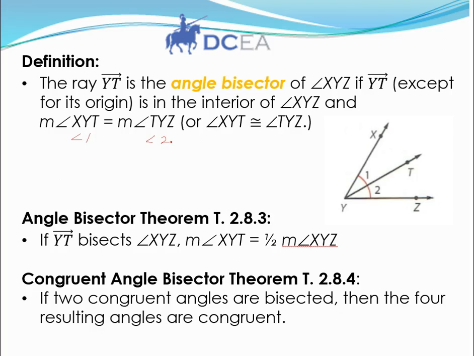This leads us to the angle bisector theorem. If ray YT bisects angle XYZ, then the measure of angle XYT, which is angle 1, equals 1/2 of the larger angle.